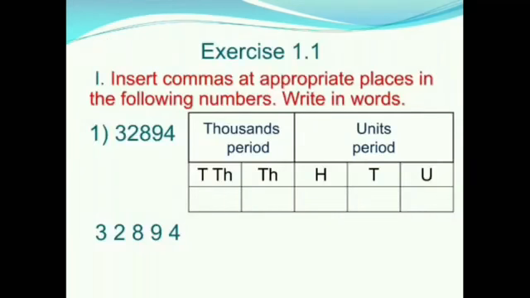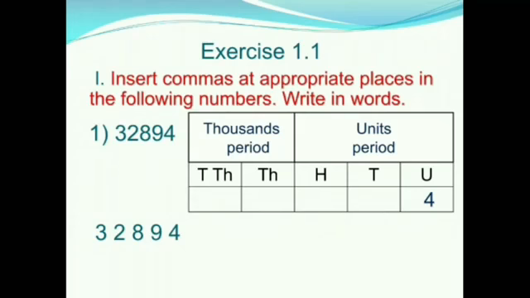Now we will solve some problems in our textbook exercise 1.1. Insert commas at appropriate places in the following numbers and write in words. First, read the digits 3, 2, 8, 9, 4. Now we will write these digits in place value table. First, we will go from right to left. From the right, first digit is 4. So we will write 4 in units place.